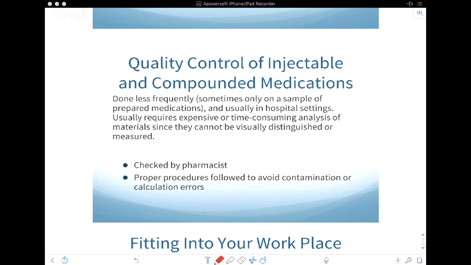But it is checked by the pharmacist, and they'll maybe just take a small sample, test for proper ingredients, make sure that it has the right strength, those kind of things. Proper procedures followed to avoid contamination or calculation errors. A lot of compounds, the majority of the compounds, should be done in hoods to keep it sterile, and that's going to help avoid contamination.